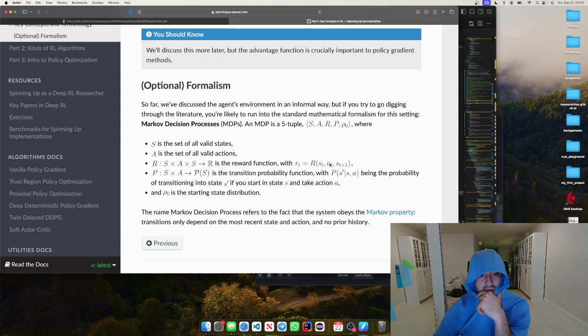P is the transition probability function, with P(s'|s,a) being the probability of transitioning into state s' if you start in state s and take action a, and rho is the starting state distribution.